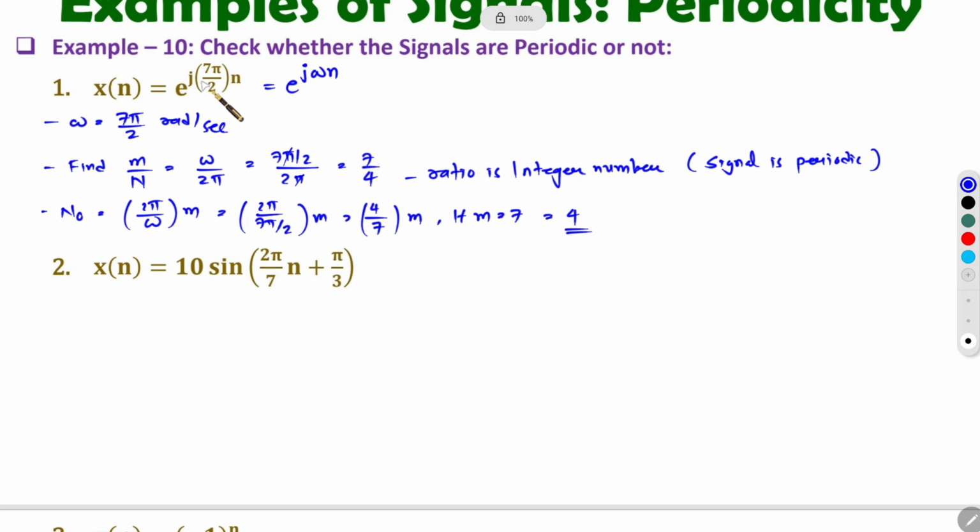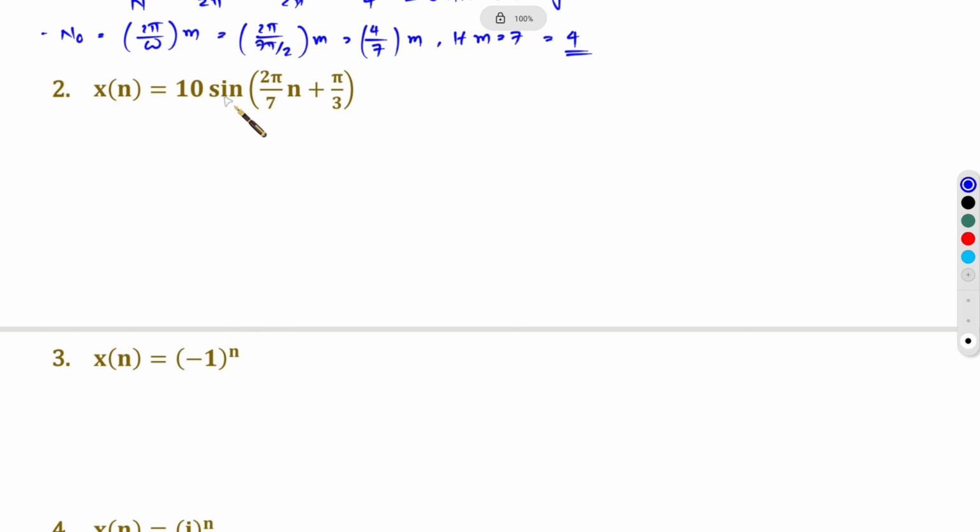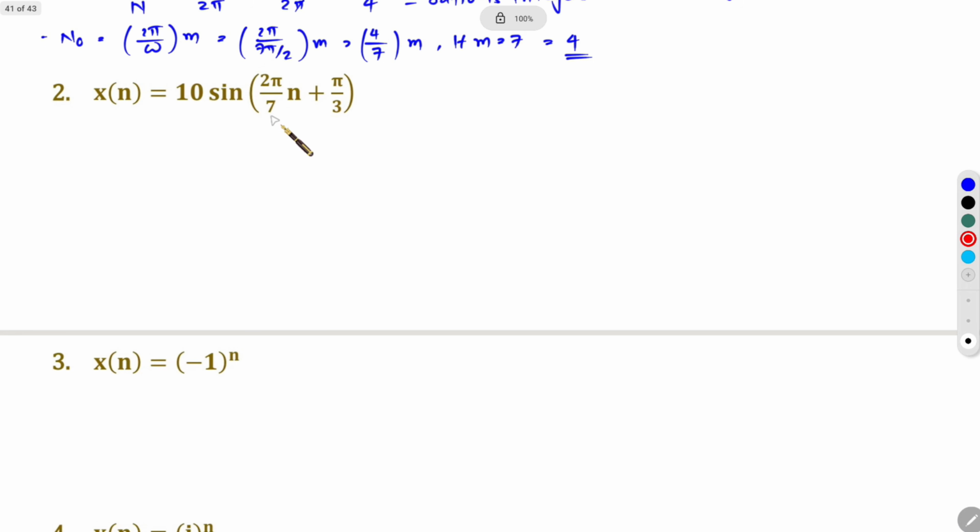Right. Now let me explain second signal. See, second signal is tan sine 2 pi by 7 n plus pi by 3. See, this is quite simple. Here we have omega n and this is phase phi. Right. So based on this, one can say omega is equals to 2 pi by 7 radian per second.